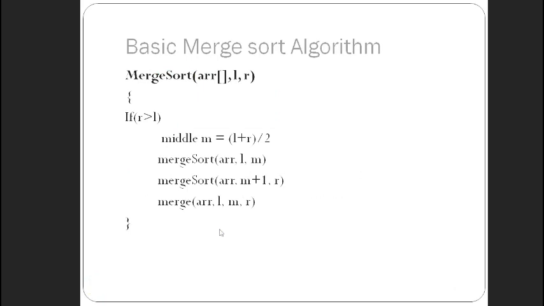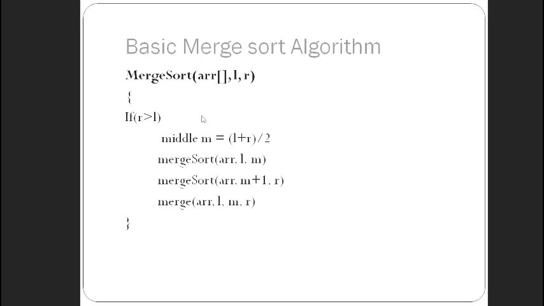Okay, so the basic algorithm for merge sort is like this: we are given a list and its starting index and ending index in the form of L and R. Similar to binary search, here also we'll find the value of the middle, which is M, and it is equivalent to (L plus R) by 2. So it will give some value.